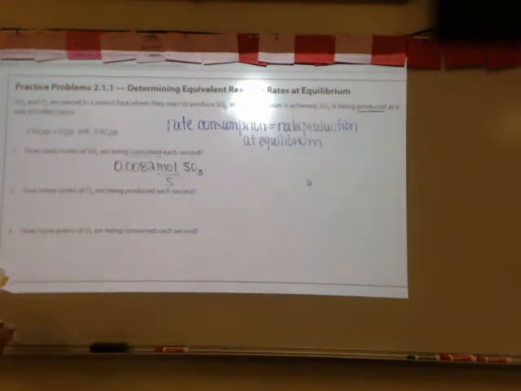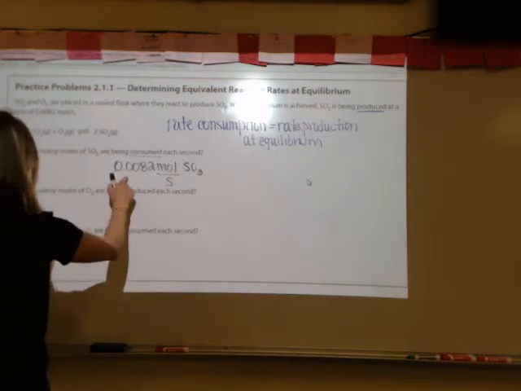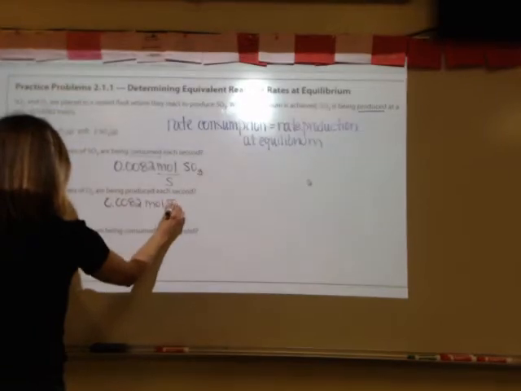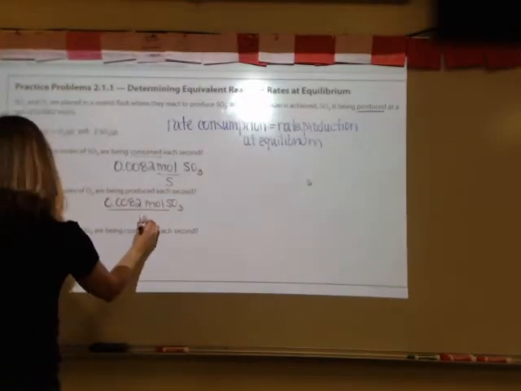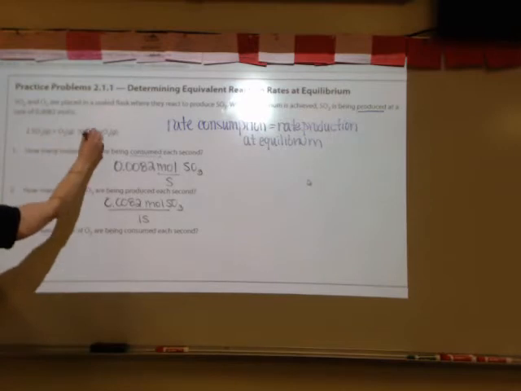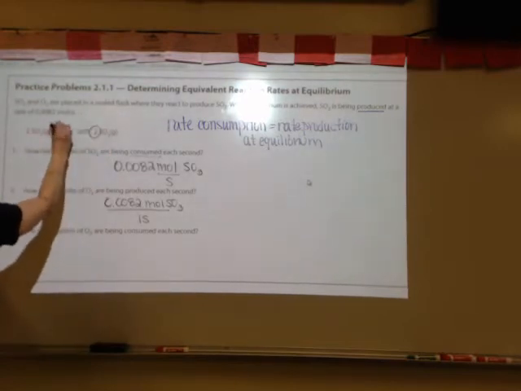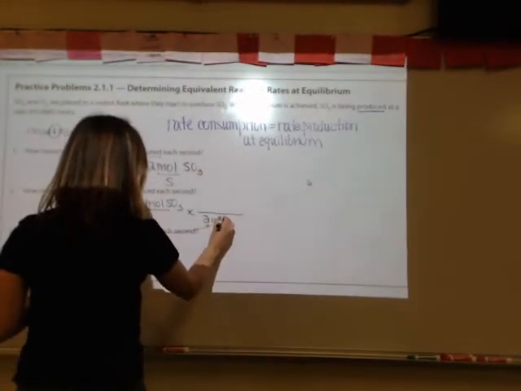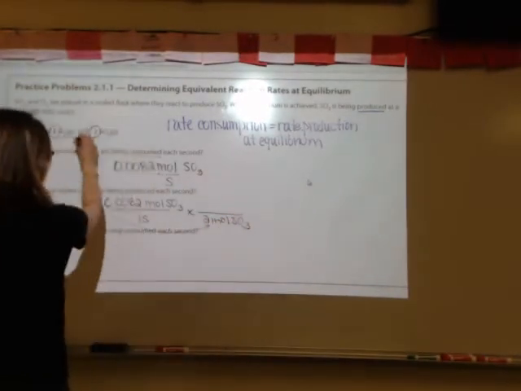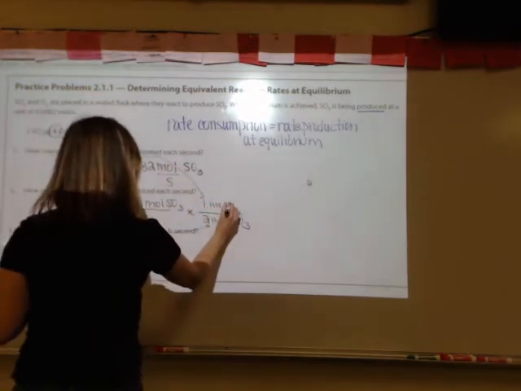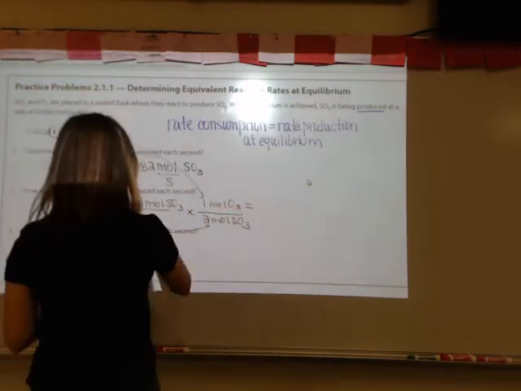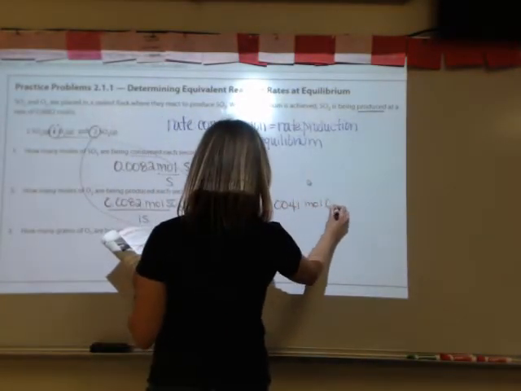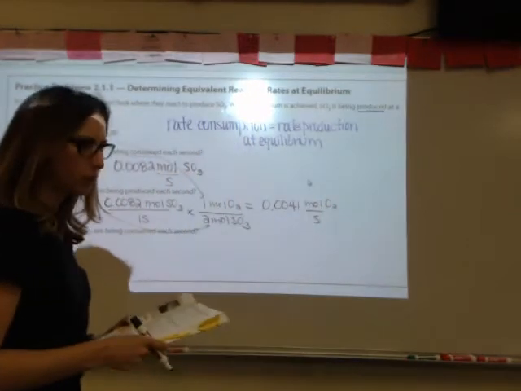Number 2, how many moles of O2 are produced in a second? Well, I need to use this rate for SO3, and I need to relate it from SO3 to O2. So I'm going to use this coefficient of 2 for SO3, and I'm going to use the coefficient of 1 for O2 here. I'm going to divide this. I'm going to get 0.0041 moles of O2 per second.